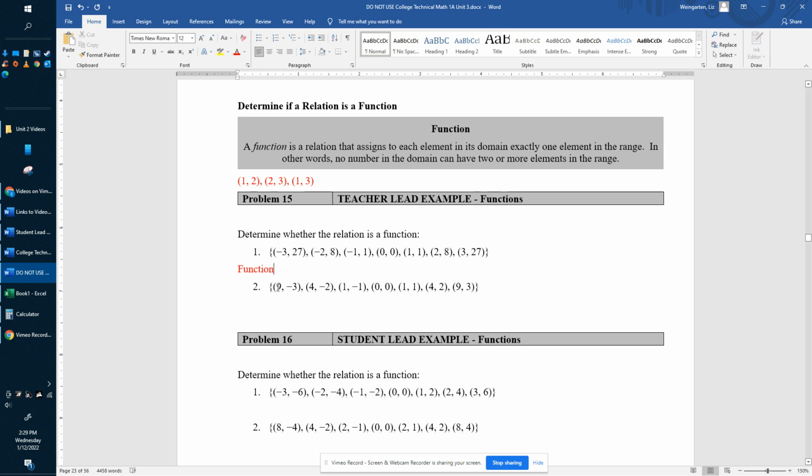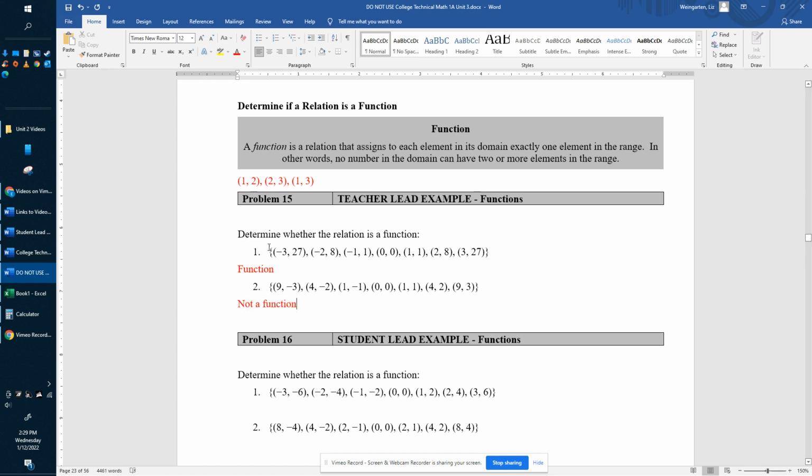Look at number 2. We have 9, 4, 1, 0, 1, 4, and 9. This one is not a function. 9 shows up twice. It's related to -3 and +3. 4 shows up twice. It's related to -2 and +2. 1 shows up twice. It's related to -1 and +1. So this is not a function.